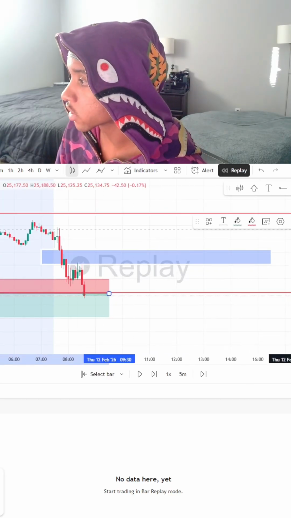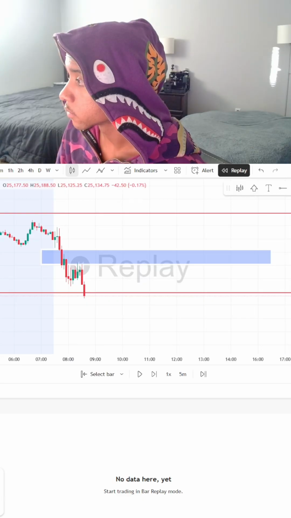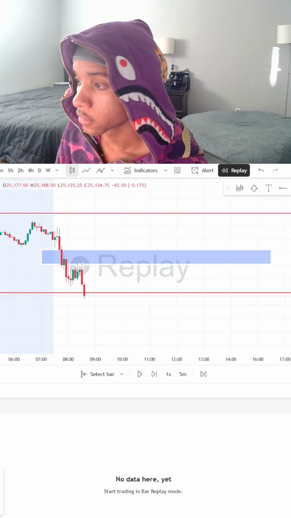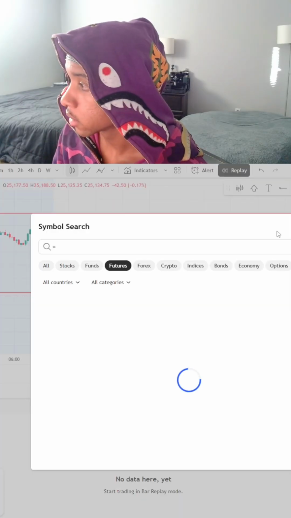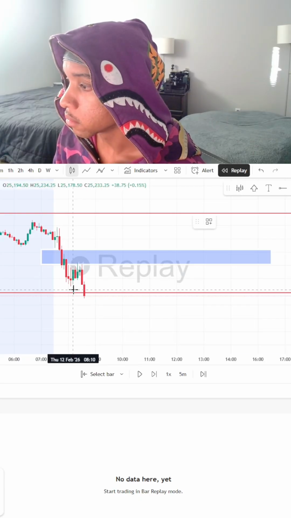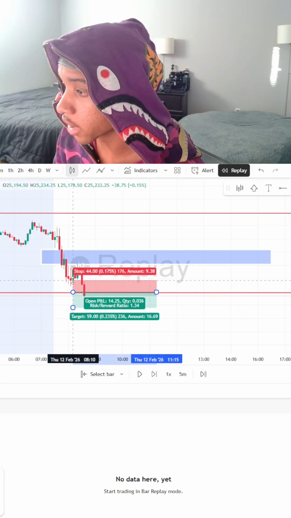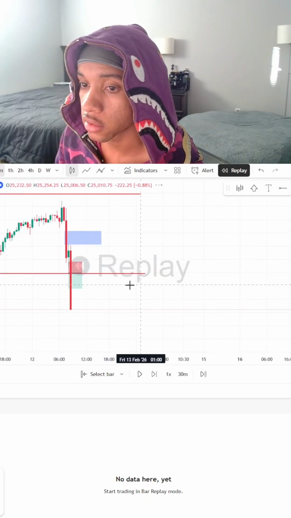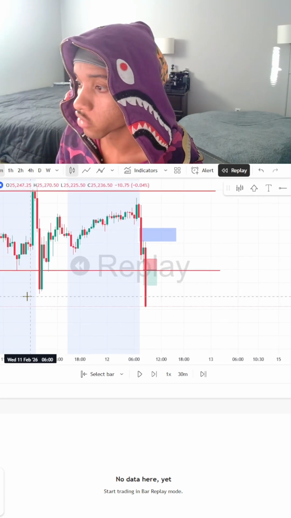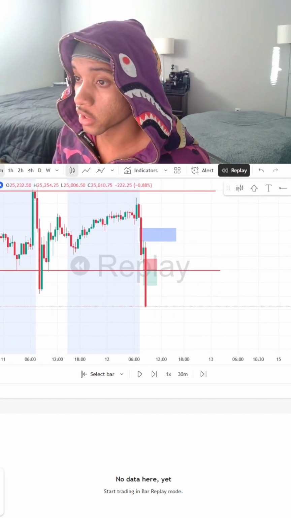All right, so this is where we get in, right here. Whoops, wrong one. My bad. Boom. Get in. You could place stops damn near right here on the 5-minute. And what are we targeting? This right here. As you can see, we hit.